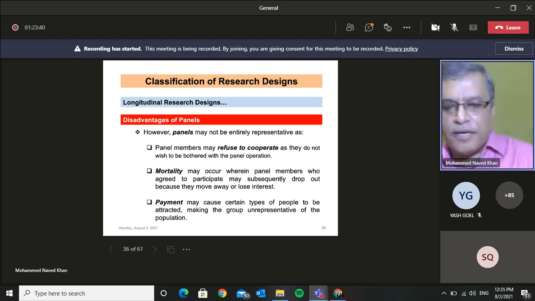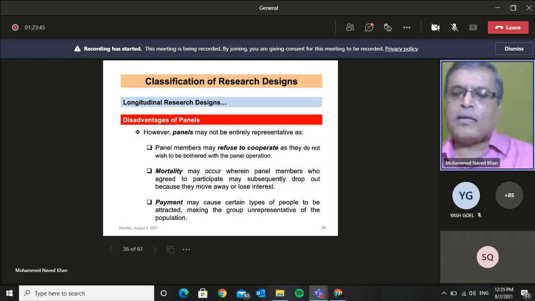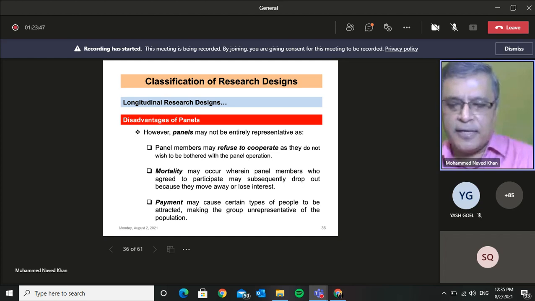So we have to be careful if we are going in for this kind of panel design about who the individuals are whom we have decided to be part of this group. And remember that the issues we discussed were related to refusal to cooperate, mortality, and payment related issues, which are already covered.